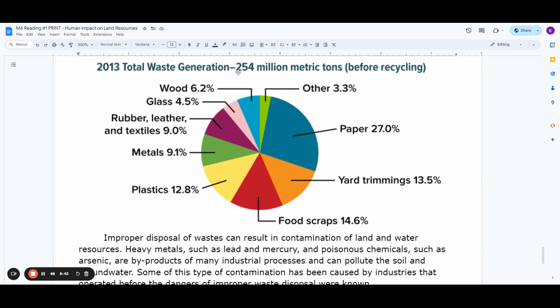2013 total waste generation, 254 million metric tons before recycling. Paper was 27%, yard trimmings 13.5%, food scraps 14.6%, plastics 12.8%, metals 9.1%, rubber, leather, and textiles 9%, glass 4.5%, wood 6.2%, other 3.3%.